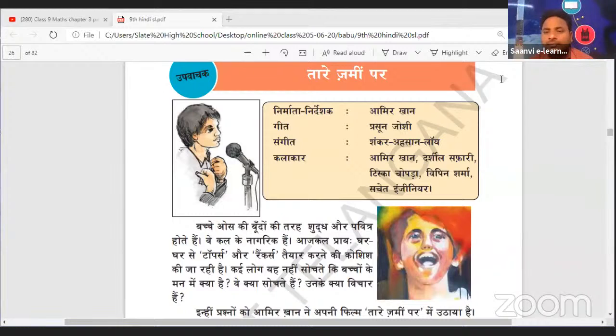I will talk about don't cut the trees, keep the surroundings clean, and don't pollute the air. Okay. That's it, yes, sir. Only 2-3 sentences, no? Then why can't you try in Hindi?